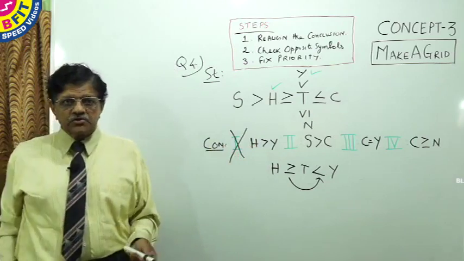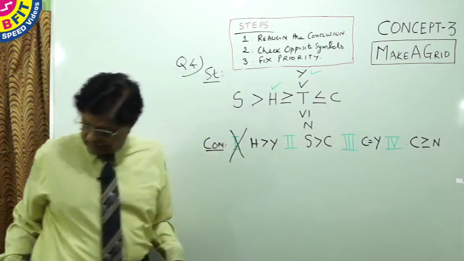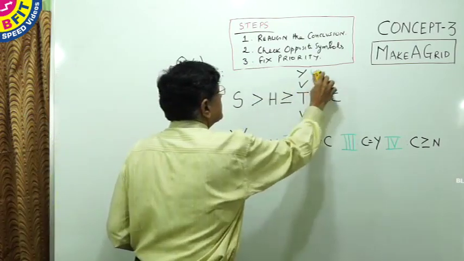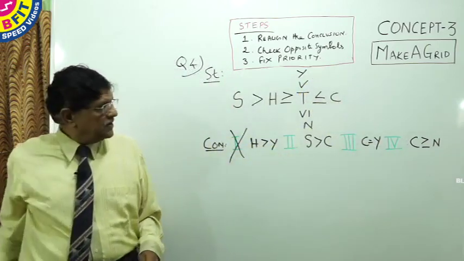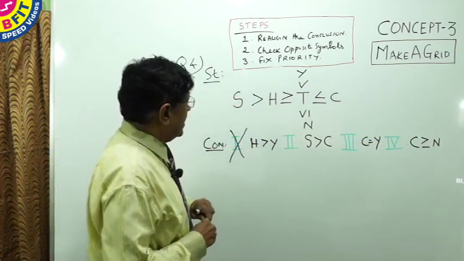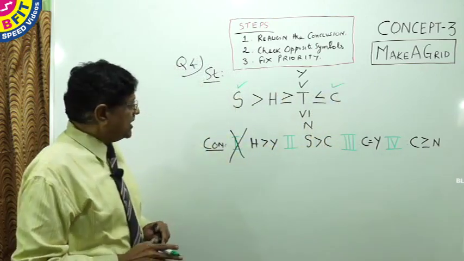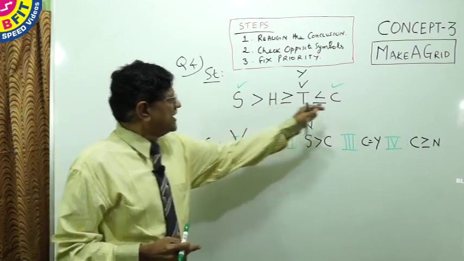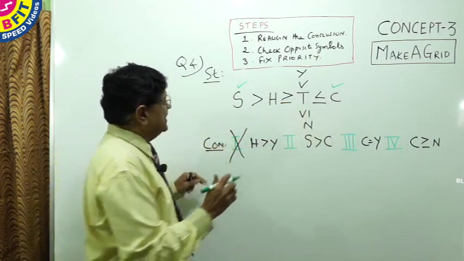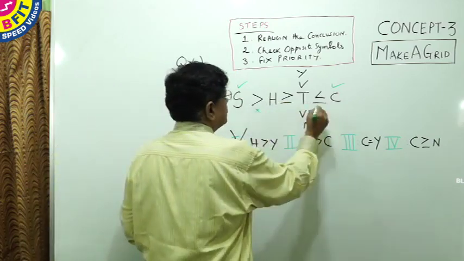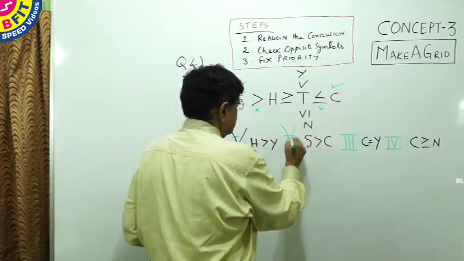Let us look at conclusion 2. S and C are the elements. Where is S? S is here, C is here. So we have to compare the symbols in between. Now there is no grid or anything like that, it's just straight statements. But between S and C, if you look carefully, they are opposing symbols. You look here, they are opposing symbols. Therefore, this conclusion is wrong.